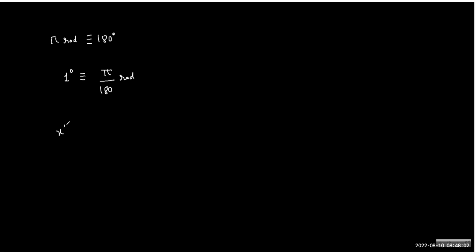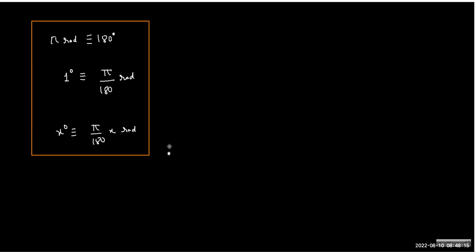So x degree equals pi by 180 into x radian. Correct? Hello guys, tell me. Are you getting it? Yes, sir. So now if someone asks what is 90 degree, you can put the value 90 in the formula. You can write pi by 180 into 90, which is pi by 2 radian. Common sense. Because pi represents 180 degrees, so 90 will be half.